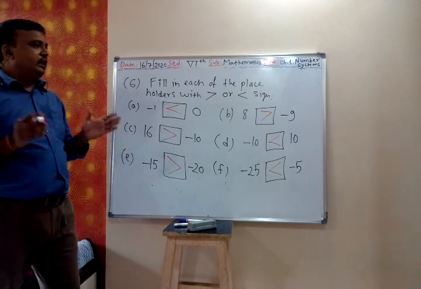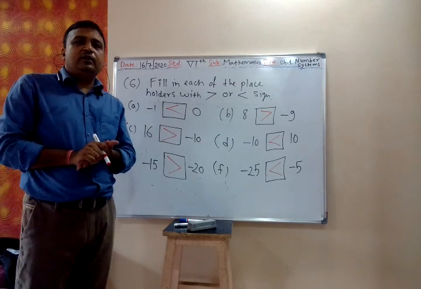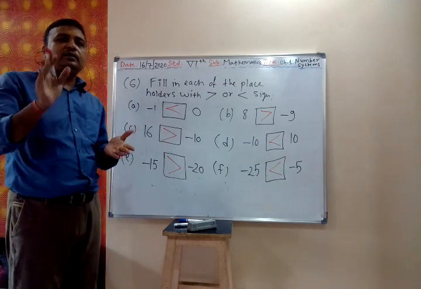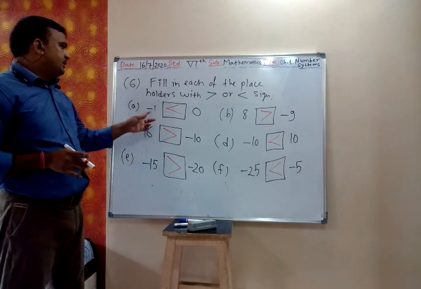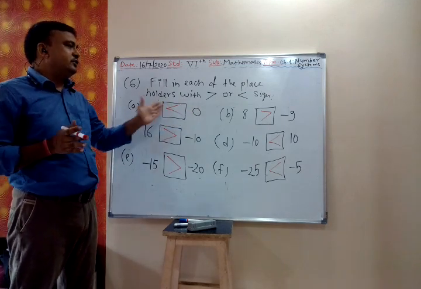See, to decide which number is bigger or smaller, the number which is on the right is bigger. -1 and 0. 0 is on the right. So 0 is bigger.